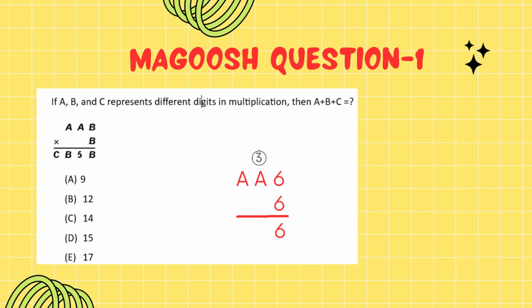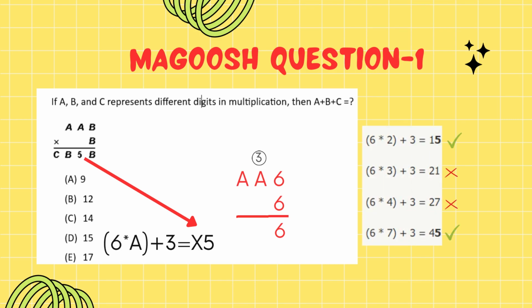So next we will try with 6. When 6 is multiplied with 6, it results in 36, so 3 will be carryover. Now if we make the equation again for the second step of multiplication, then 6 into A plus 3 should be equal to X5. Now we will check different values of A, for example if A is 2, 3, 4, 5 and so on. This condition is satisfied only in two cases: number 1, when A is equal to 2, and number 2, when A is equal to 7. So A can be either 2 or 7.